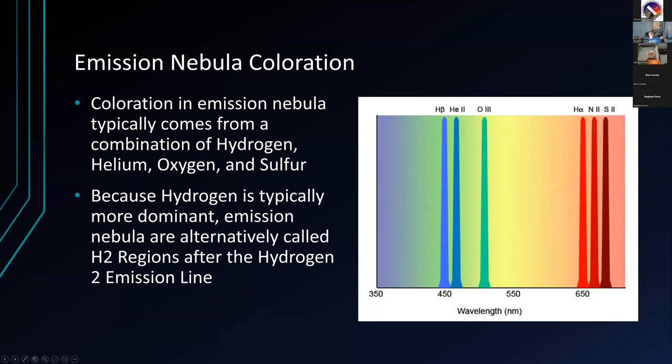Hydrogen is the red line. Hydrogen alpha is the most dominant line in these nebulas, which has led most of the emission nebulas to be cataloged as H2 regions after the hydrogen. Sorry, that should be hydrogen alpha emission line. I'm getting hydrogen. It's a specific form of hydrogen that this is named after, with hydrogen 2, I think, being deuterium. I'm not quite sure. I can't remember off the top of my head. I apologize for that.